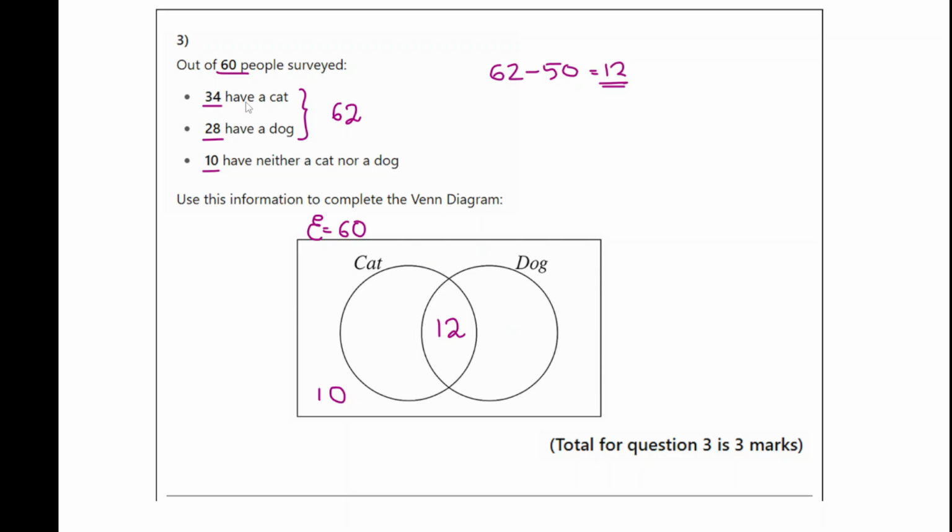But we know 34 people have a cat altogether, but 12 people are in the common region. So if I do 34 take away 12, I get 22. So that's the number of people in this region. Now see, 22 add 12 gives me 34. Similarly, to find the number of people who have just a dog, 28 take away 12 and I get 16. Now if you check all the numbers, 22 add 12 is 34. 34 add 16 is 50. 50 add this 10 gives you 60.